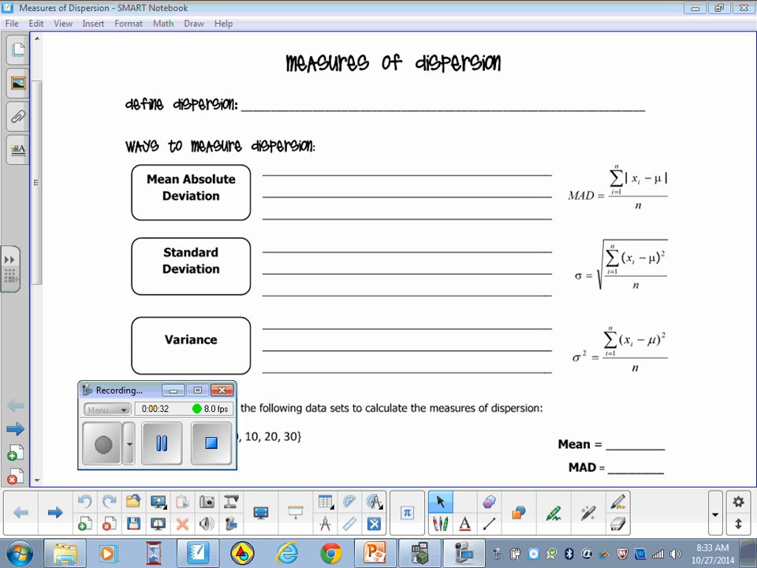As we work through these, while you do not have to memorize formulas, because the formulas are on the SOL formula chart, you do have to know and understand the concepts and how to calculate all of this. Okay? Dispersion, measures of dispersion. Dispersion is how data is spread out around the mean.